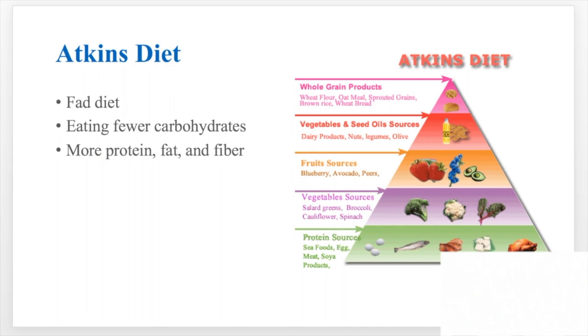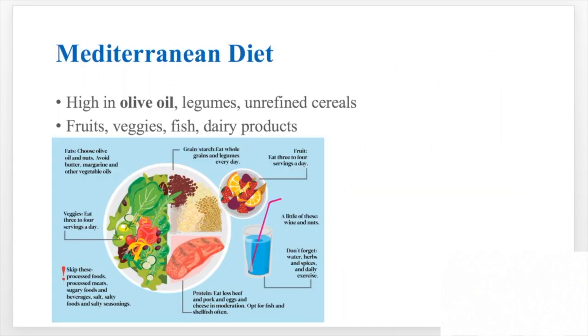Now, this is a diet that has been gaining a lot more press and a lot more people doing it. It's a Mediterranean diet. This is a diet that's very high in a lot of fats, olive oil, legumes, and unrefined cereals. You have a lot of fruits, veggies, fish, and dairy products as well. It's a diet that's very common in the Mediterranean area around Spain, Portugal, and places like that.